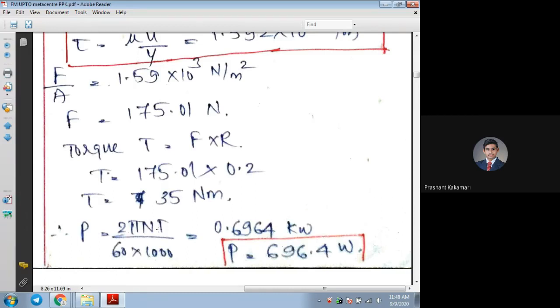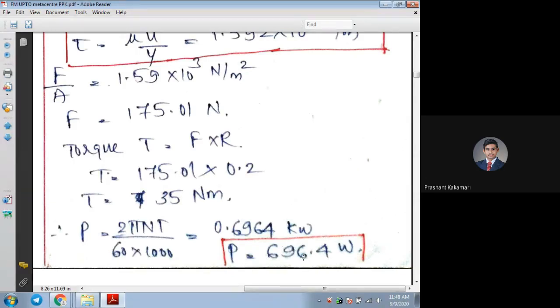So now we know the torque, and RPM, RPS is also known. You use all these terms in 2 pi NT by 60 into 1000. If you take all these terms, I will get the power lost, or the minimum power required to rotate the shaft, as 0.6964 kilowatt. Or as I told you, you can write it in watts also. It will be 696.4 watts. This is the minimum power required.